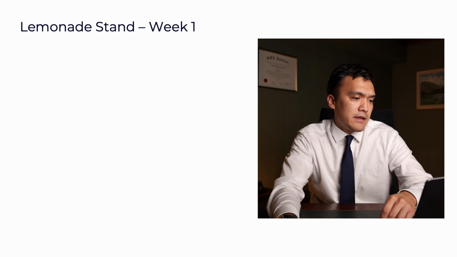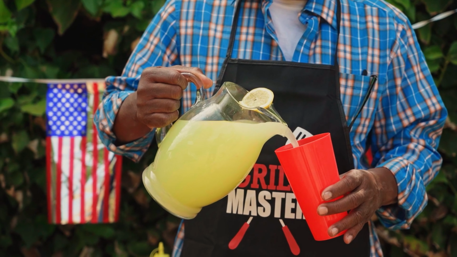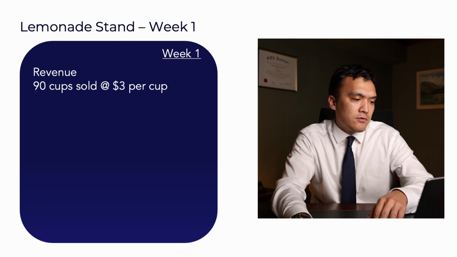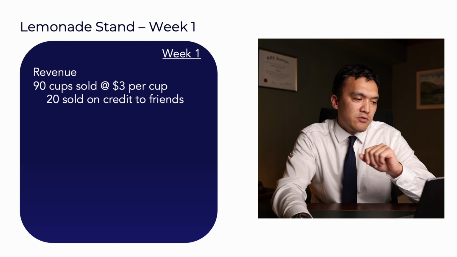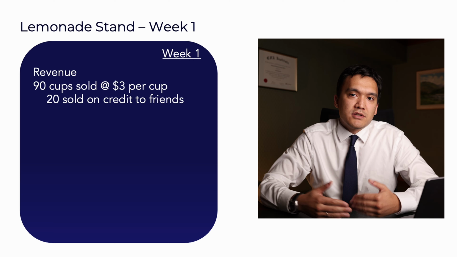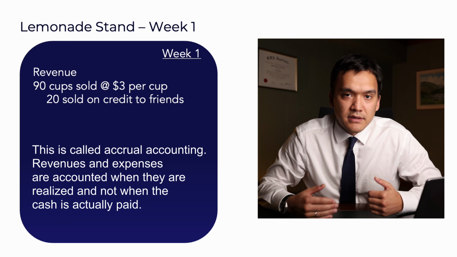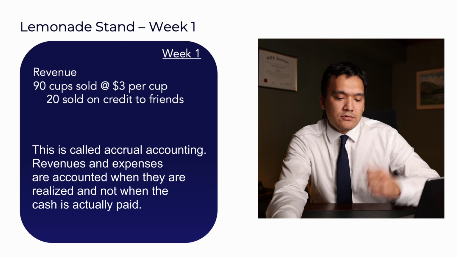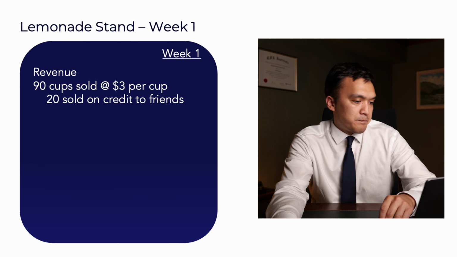Now, for you to understand better, let's have a look at our lemonade stand business. Let's imagine that we worked for 1 week and we want to look at our operating performance. So at the top we have revenue. We sold 90 cups for $3 each, and out of these 90 cups, 20 were sold on credit to friends. So they promised to pay us later. But we record all 90 cups because we made the transaction already, and economically we did everything from our side to deliver the product.